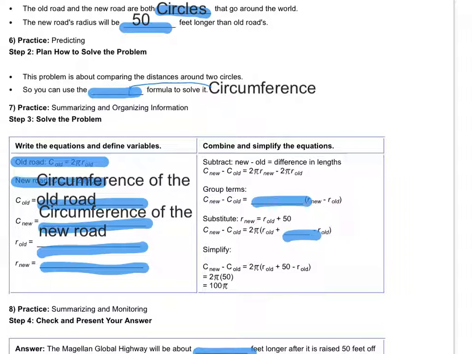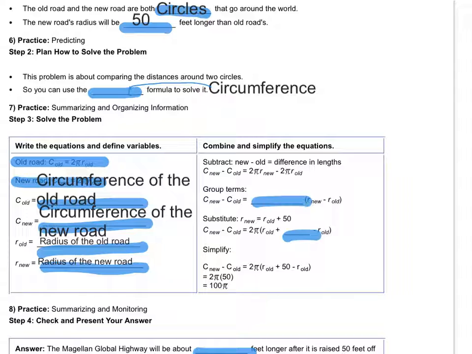So the radius of old and the radius of new, that's the radius of the old road and the radius of the new road. Let me see if I can try to make my letters a little bit smaller. Let's go down to 20. Radius of the old road. Put that right there, and it fits. And then the radius of new is the radius of the new road.